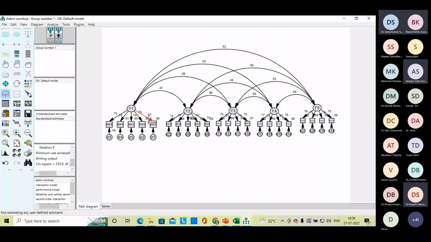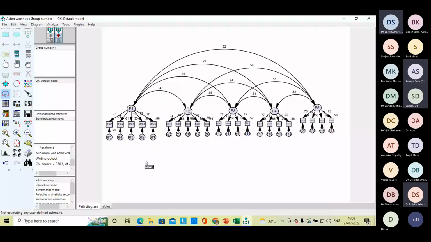0.81. See, look here, 0.81 is moving. Clear? Plus 0.75. Clear? Plus 0.74, plus 0.61, plus 0.78, plus 0.78. Look at my cursor movement. Plus 0.75, divided by 5, because 5 indicators are there. How much value are you getting?